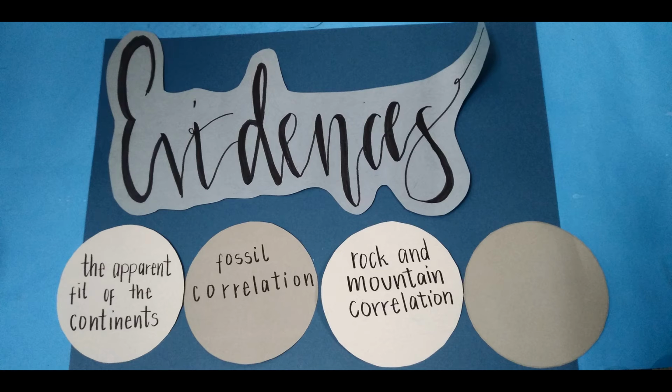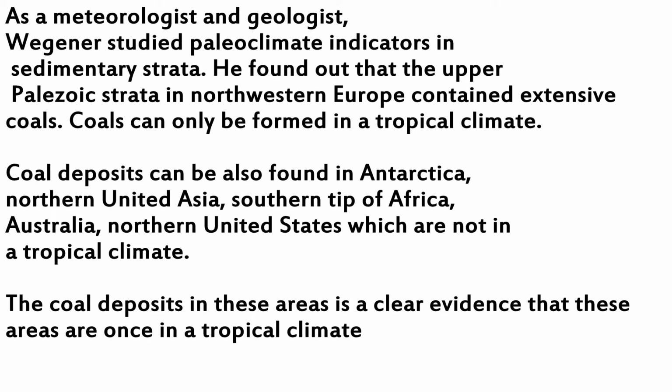Identical rock formations and mountain structures have been found in separated land masses in the world. As a meteorologist and geologist, Wegener studied paleoclimate indicators in sedimentary strata. He found out that the upper Paleozoic strata in northwestern Europe contained extensive coals. Coals can only be formed in a tropical climate.